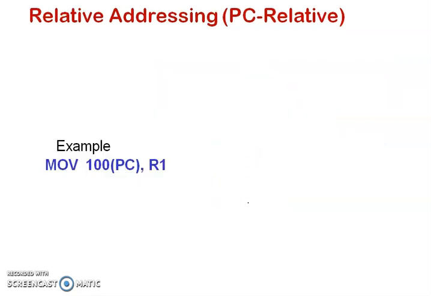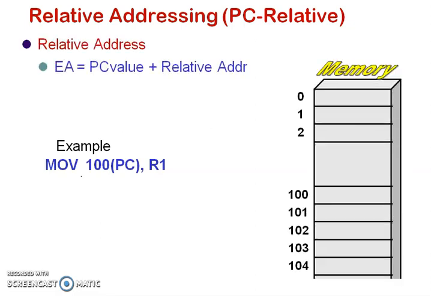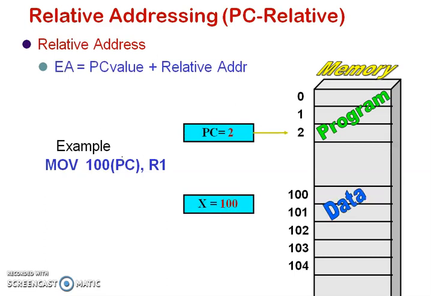So we can see this with an example. Here the example is given as move 100 of PC comma R1. As we have seen, 100 will be a constant value. PC is the program counter where the current address will be stored. In this example, PC is loaded with 2, and the next value that needs to be fetched will be obtained as the PC value plus the relative address, which means 100 plus PC.